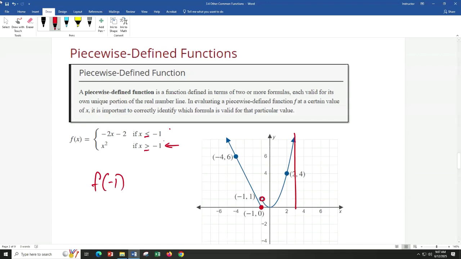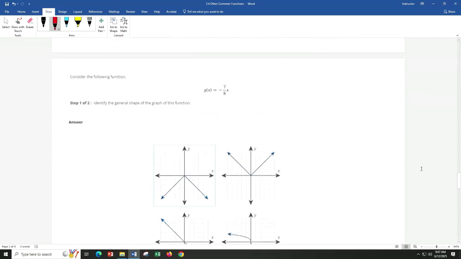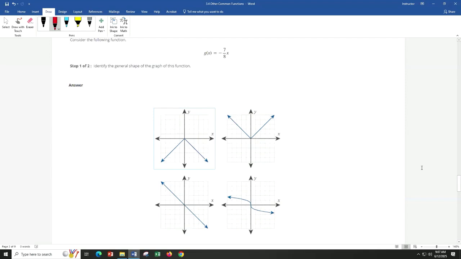Well, let's try some out here. Let's do some homework examples. Step 1 of 2, identify the general shape of the graph of this function. We're going to number here. Let's go 1, 2, 3, 4.